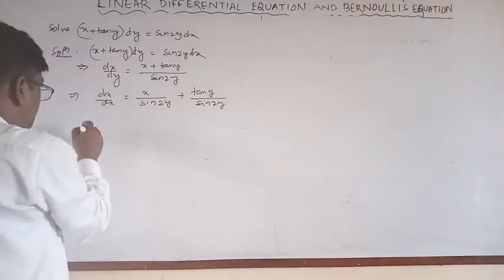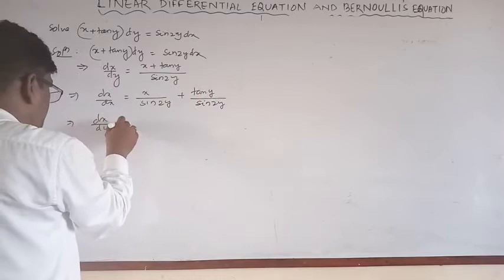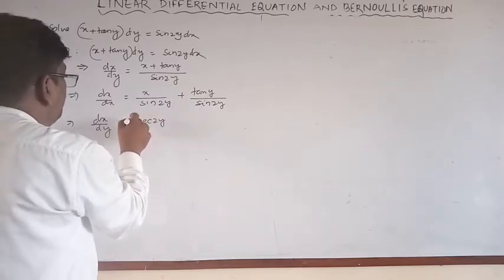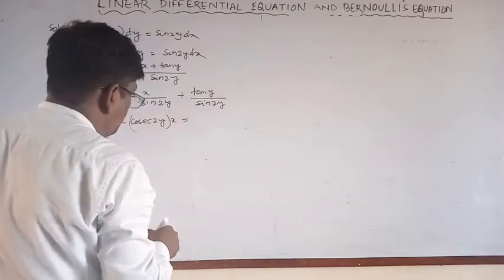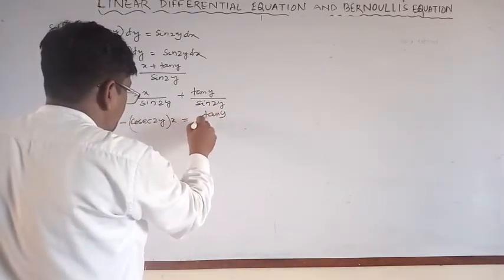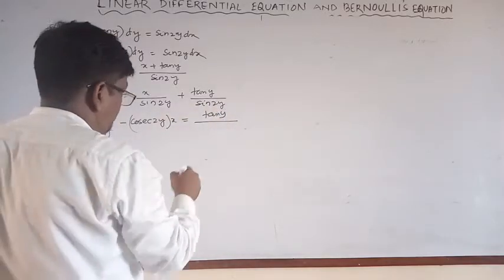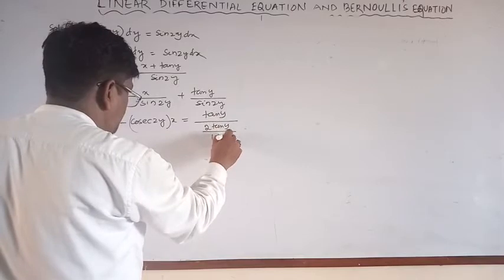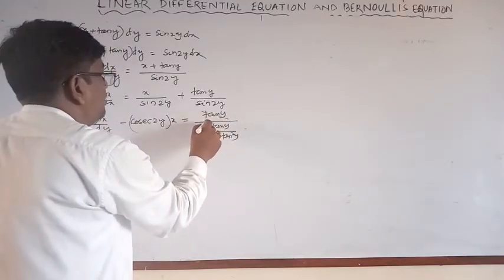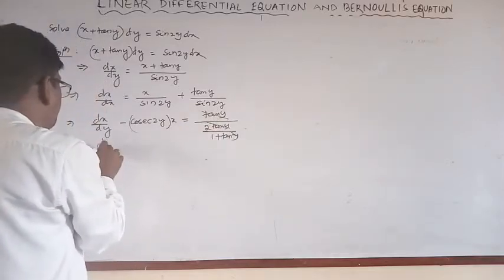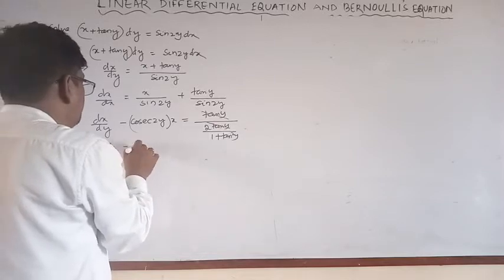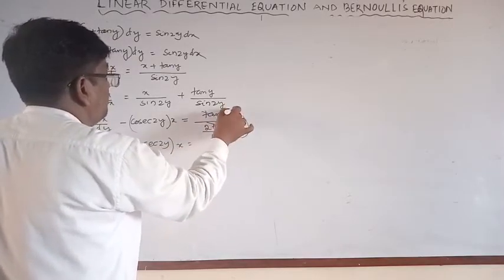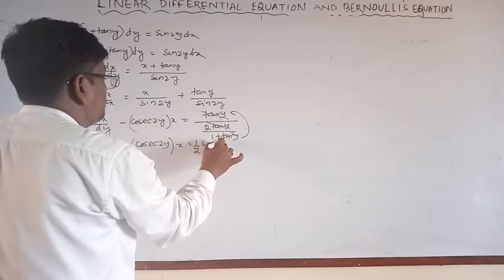Now this is dx/dy minus cosec 2y into x equals tan y divided by sin 2y. What is the formula for sin 2y? It is 2 tan y/(1 + tan² y). So tan y cancels, and this is dx/dy minus cosec 2y into x equals (1 + tan² y)/2, which is half of sec² y.